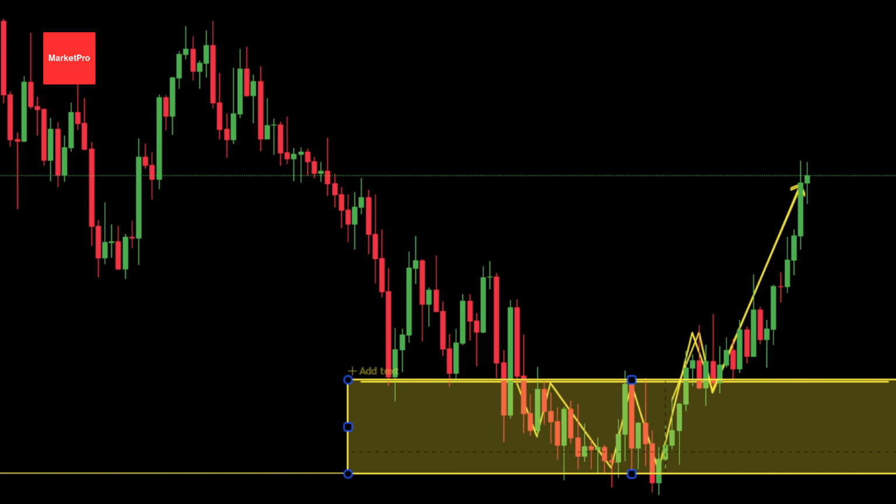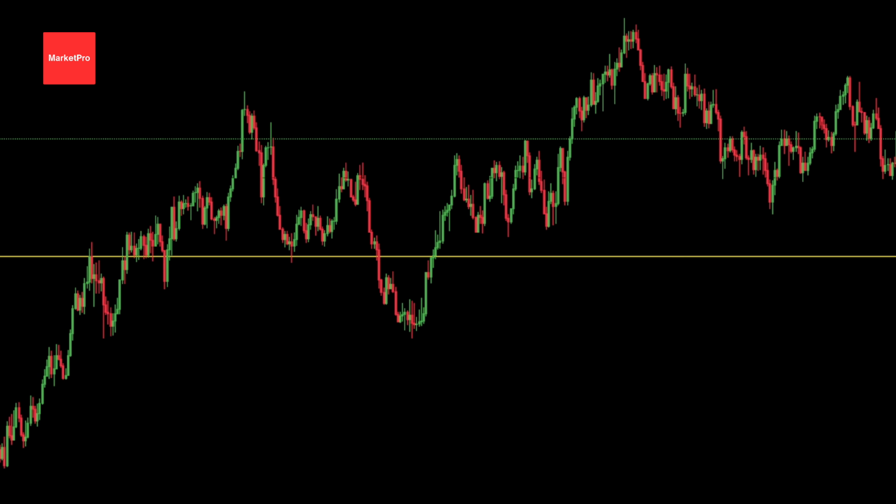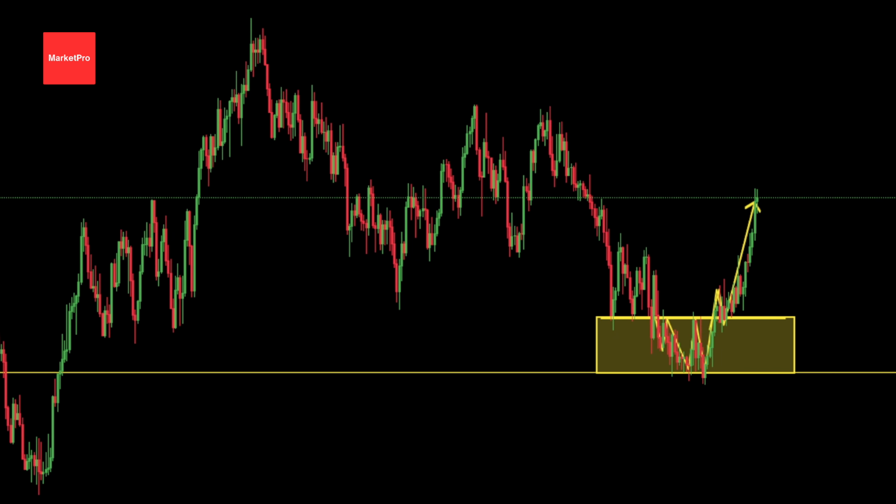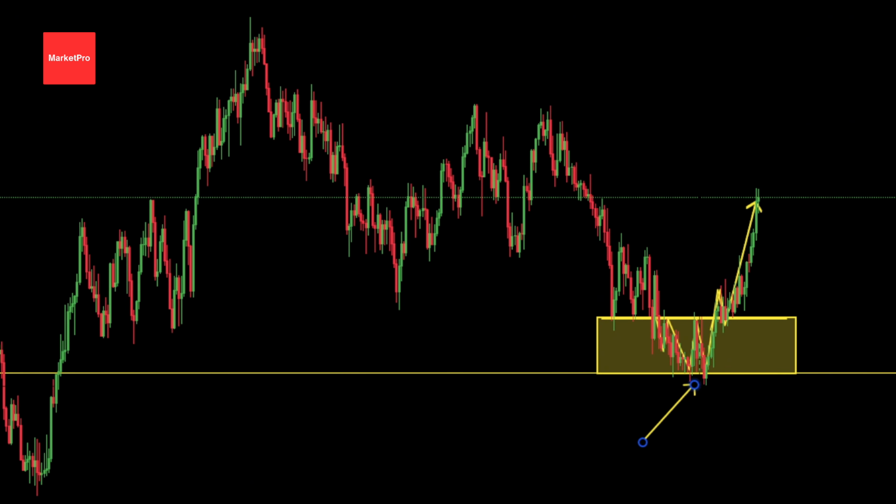And as simple as it looks, on a very serious note, I will always say that it is always good to follow up with these extra confirmations because a little patience can protect your account from unnecessary losses while you wait for these extra confirmations at support and resistance levels.